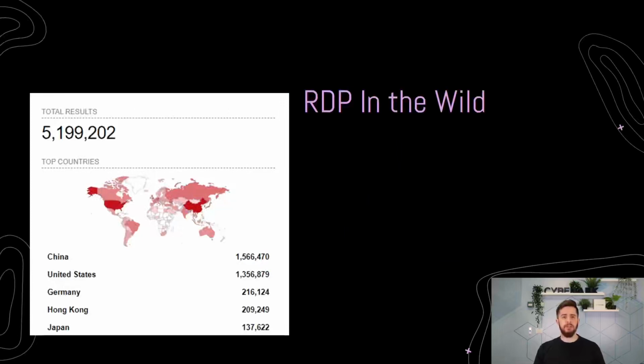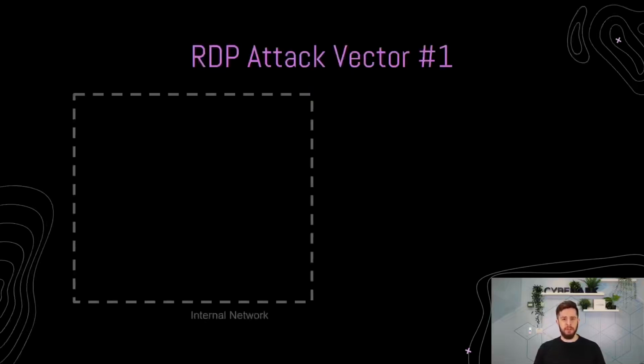So using a simple Shodan query, we see that there are more than 5 million RDP servers exposed to the internet alone. And as you may imagine, there are probably plenty more behind firewalls and inside internal networks. It is clear that RDP is widely used by Windows users. So how can this serve an attacker? Mainly, there are two attack vectors.